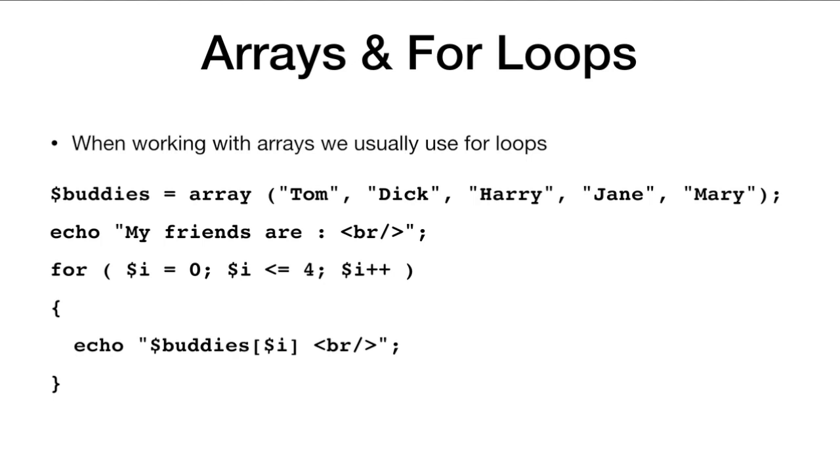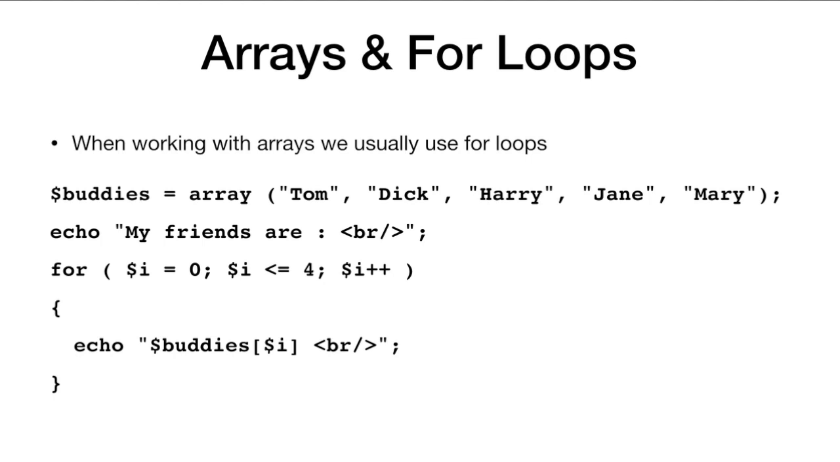Now look at this for loop here. It starts at 0 and counts up one by one up to 4. So we echo buddies 0, echo buddies 1, echo buddies 2, echo buddies 3, and echo buddies 4. This will say my friends are Tom, Dick, Harry, Jane, and Mary. You can see how arrays and for loops end up working together.